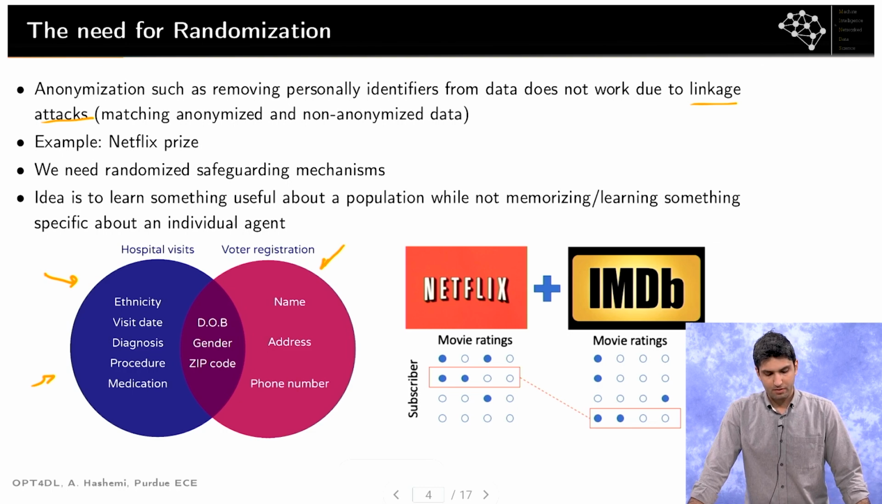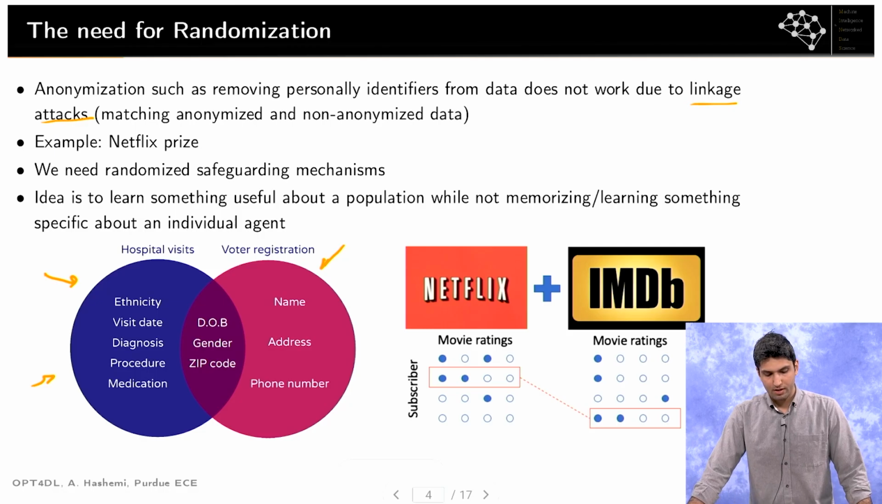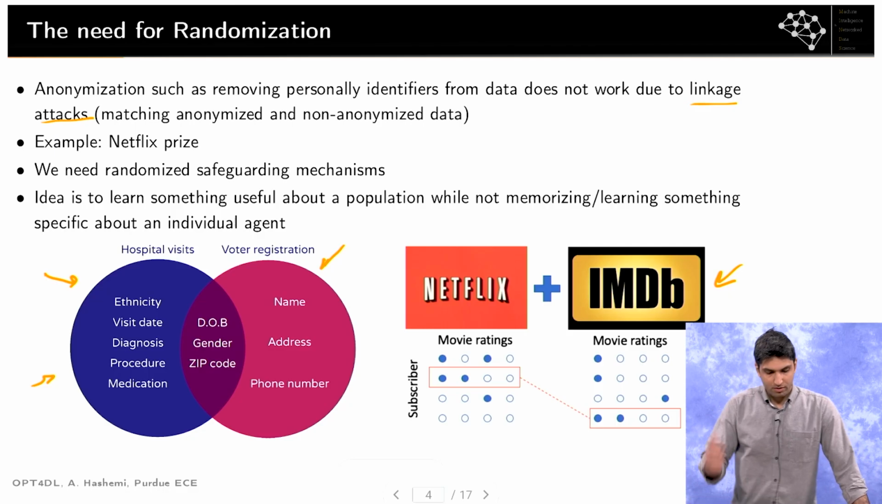A very famous example of this linkage attack is the Netflix prize example, where some researchers were able to successfully apply a linkage attack to de-anonymize Netflix data by linking it with a publicly available IMDb dataset. Therefore, anonymization by itself is not enough, and we need to resort to other safeguarding mechanisms.